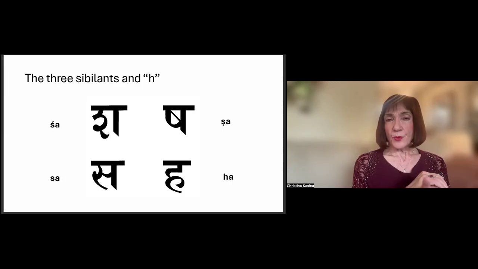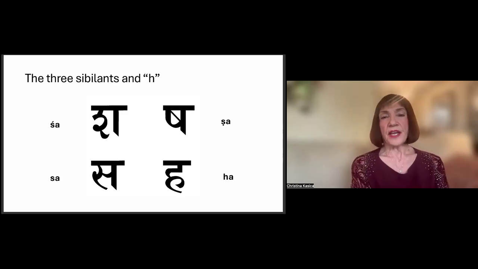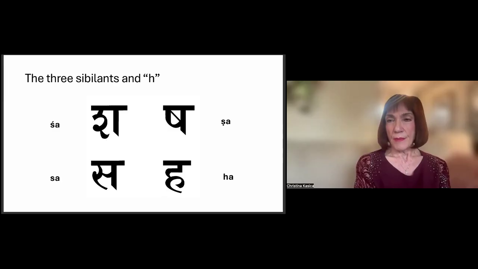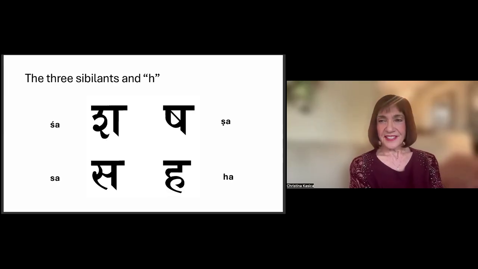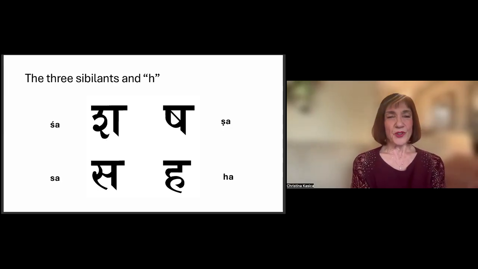The second one in that row, top right, is the cerebral. And that's still challenging, but a little bit easier to say. So put the tip of your tongue up into your brain and say, sha. Good. It's not that easy, but it's a little more reasonable to me than the first one.